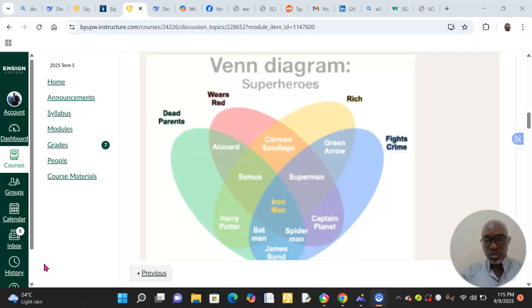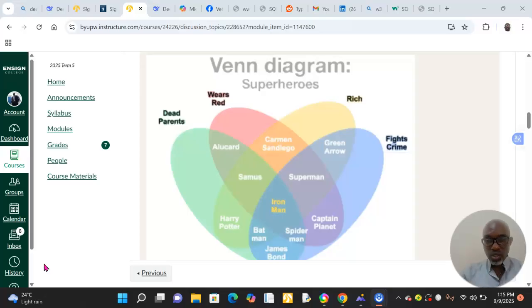Let's answer some questions about this diagram. First, the union of fight crime and wears red includes all superheroes in either dataset, like Iron Man. Look at Iron Man there, Spider-Man, and Batman. Next, the intersect of dead parents, wears red, and fight crime gives us Spider-Man, who has all three traits.